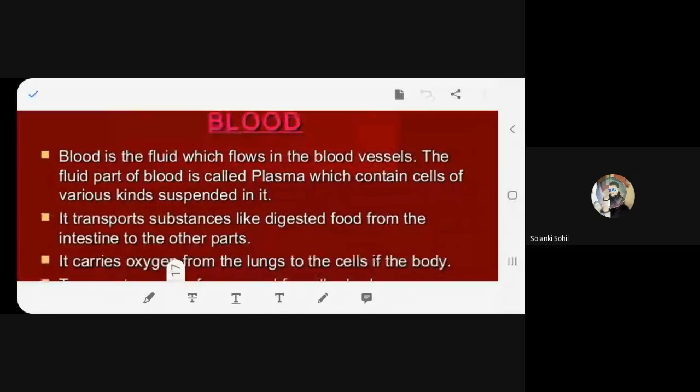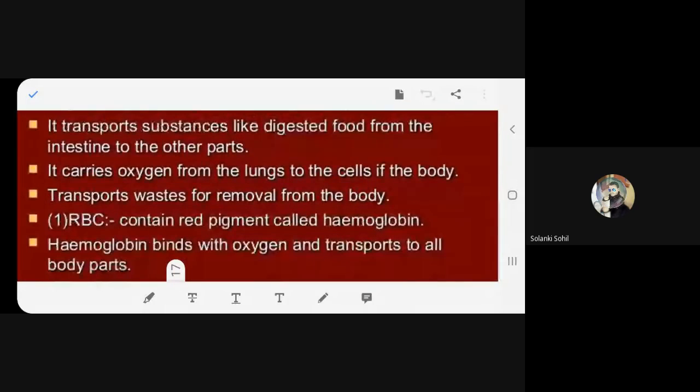Okay. Second point, what is the function of blood? It transports substances like digested food from the intestine to the other parts. Okay, which intestine are we talking about? Small intestine. Exactly. We have already read it, Better. Remember the chapter on digestion? Yes, ma'am. We have already done that.